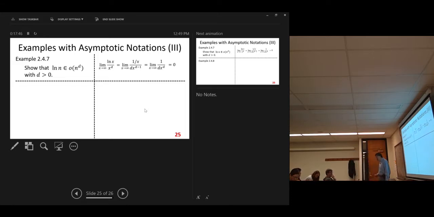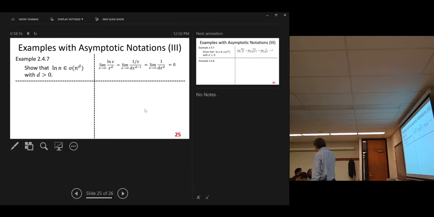So why is this important? Because based on my experience, when I give questions based on this result, it's very easy, yet many of you will make mistakes. Why? Because here d is greater than 0. It could be a very small number, right? Greater than 0.